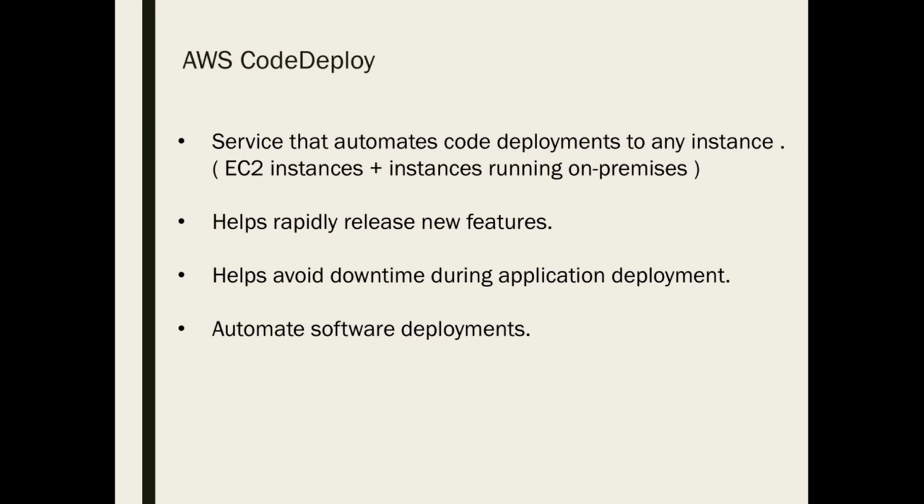It helps rapidly release new features and helps avoid downtime during application deployment. What it means is, if you have, let's say, 10 servers, you have an option to go batch by batch, or one at a time, or everything at once, like a blue green kind of deployment, and automate the software deployment. By integrating CodeDeploy with third-party tools like Jenkins or any other CI/CD, continuous integration and continuous deployment tools, you can automate this code deployment process.